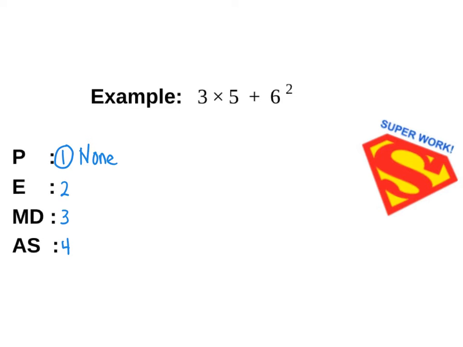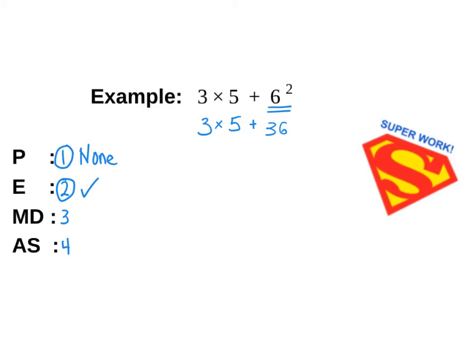So now we go to step 2. Step 2 has us looking for exponents. Do you see any? I see one right here, 6 to the second power. This is 6 times 6, which is 36. So I write 36 under 6 squared, and I keep everything else exactly as it was. I'm done with step 2, and I'm ready to go on to step 3.